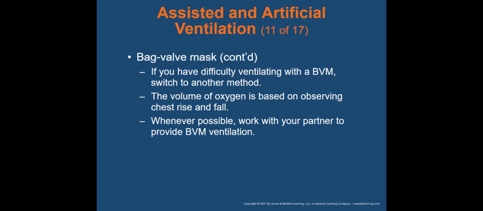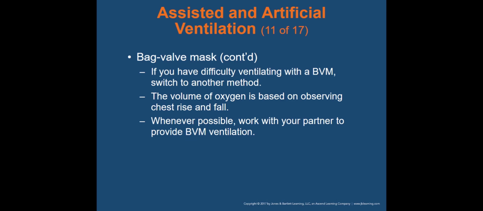Whenever possible, work together with your partner to provide BVM ventilation. One EMT maintains a good mask seal, the other EMT squeezes the bag. To use the one-person technique, select the proper size mask, kneel above the patient's head, maintain the patient's neck in an extended position unless there is a cervical spinal injury, in which case you'll be doing the modified jaw thrust. Open the patient's mouth, suction as needed, insert an oral or nasal airway to maintain airway patency, place the mask on the patient's face. Make sure the top is over the bridge of the nose and the bottom is in the groove between the lower lip and the chin.